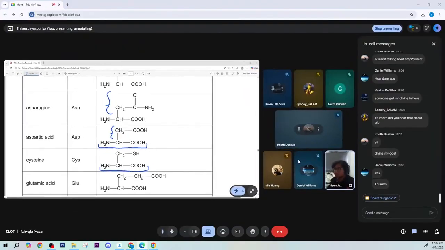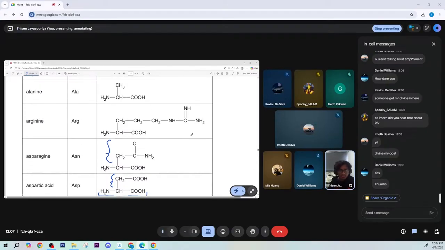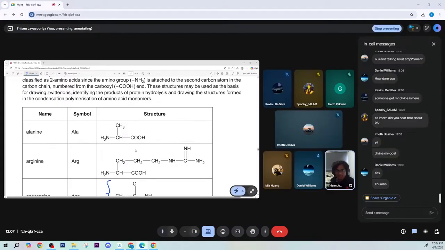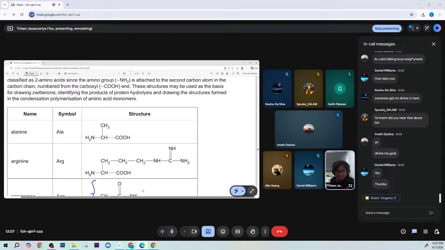characterized as a molecule with polar ends where the net charge of the molecule is 0. So it has polar ends, but the net charge of the molecule is 0. I'll give you an example. This is alanine over here. But let's take alanine, and this is actually what alanine would look like most of the time.